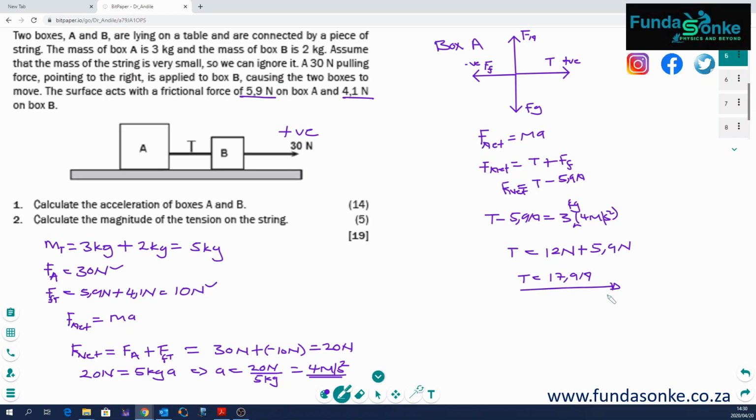Okay, so you may consider box B and work it out and see if you will get the same answer, 17.9 newtons. Okay. So now we're going to go on to the next question.